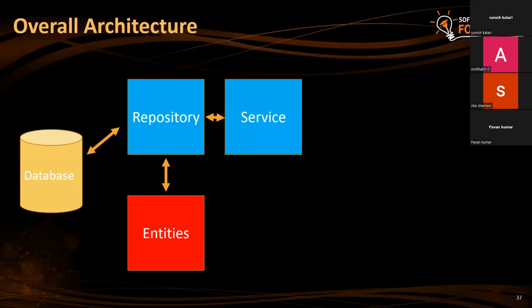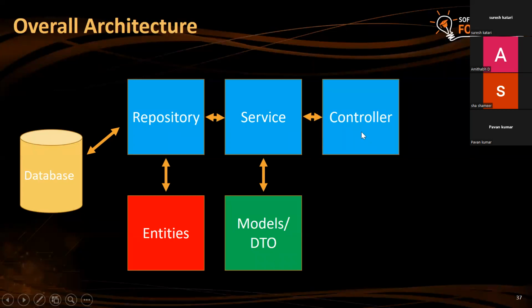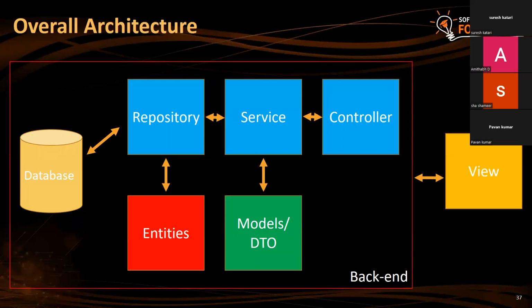Like this, then there will be a service layer, which talks to the repository. So first the database is there. From the database, there should be a repository to get the data from the database, and it maps to the entities. Then there will be a service which talks with the repositories, and the service has the models. Then this service talks to the controller. So this is the complete backend, how it works.